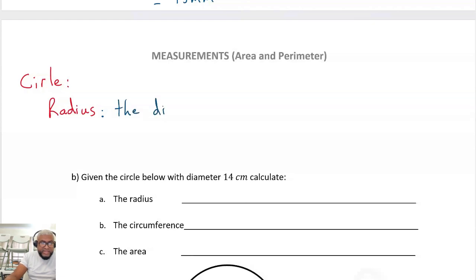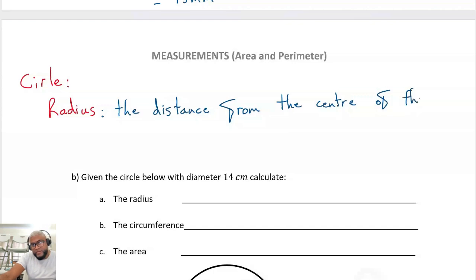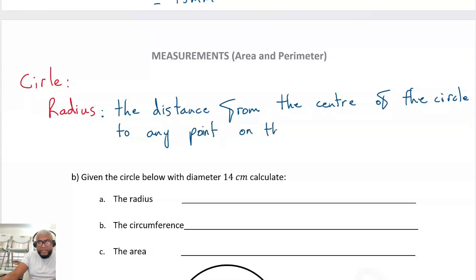So this is the distance from the center of the circle to any point on the circumference.